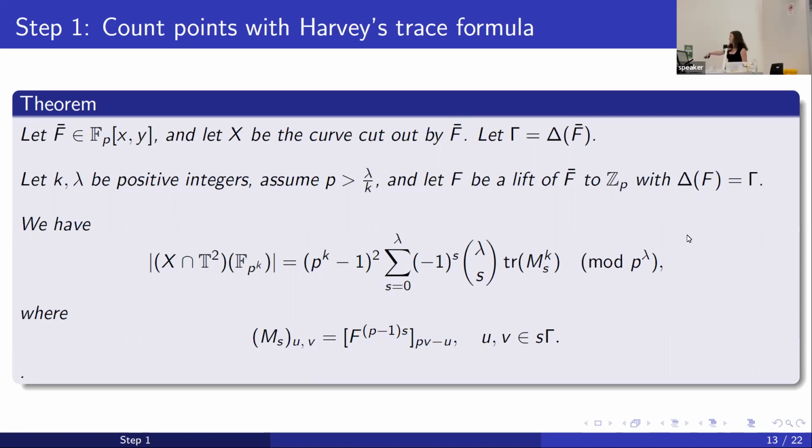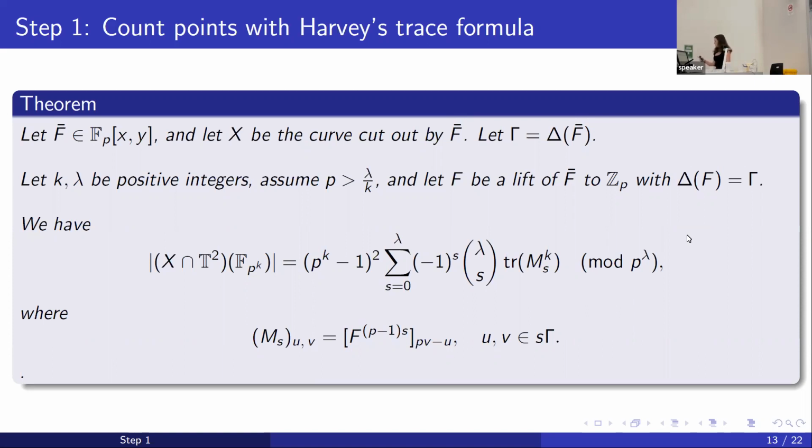To construct these matrices N_S that appear in this trace formula, the first thing we need to do is to compute a lift F, a Newton polygon preserving lift F of the input bar F to the p-adic integers. And then this matrix N_S is a square matrix of size equal to roughly the volume of the S-fold dilation of the input Newton polygon.